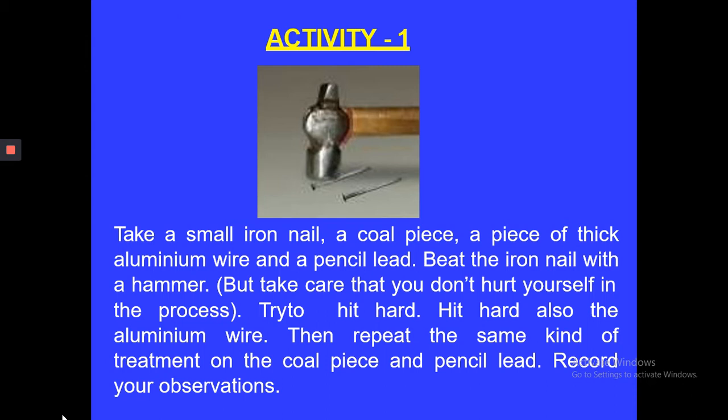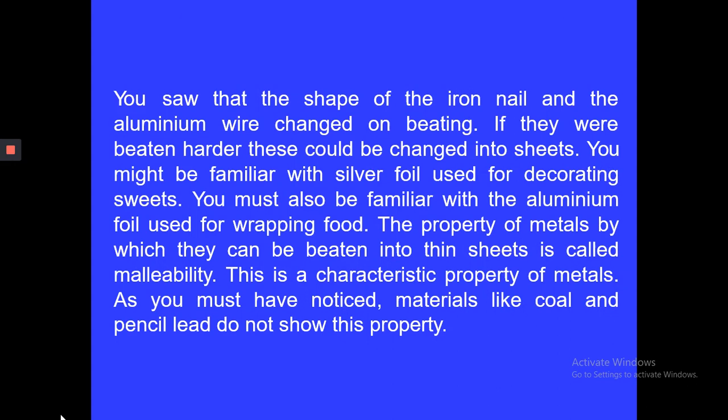Take a small iron nail, a coal piece, a piece of thick aluminium wire and a piece of pencil lead. Beat the iron nail with a hammer and try to hit hard. Hit the aluminium wire hard also. Then repeat the same process with the coal piece and pencil lead. What will we observe? We will see that the shape of the iron nail and the aluminium wire changed on beating. If they are beaten hard, they can be changed into a very thin sheet.